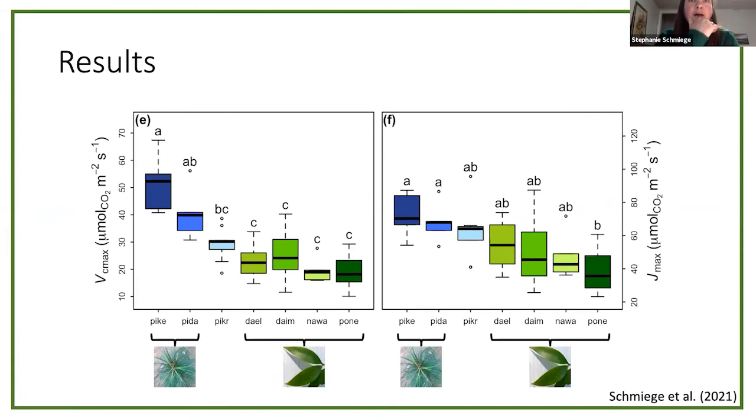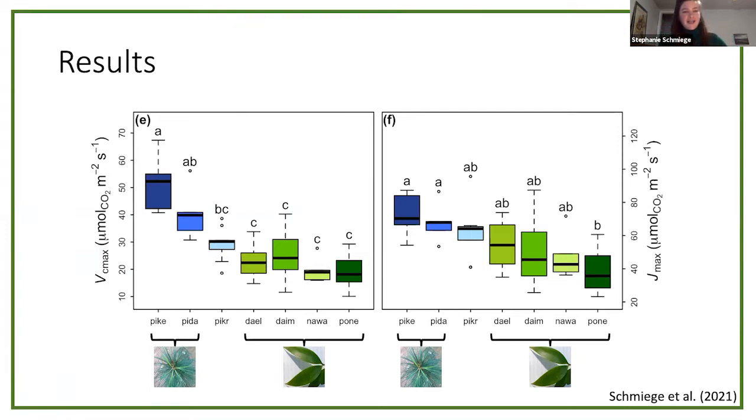We can then think about the component parts of the process, both the maximum rubisco carboxylation and the maximum electron transport. And you'll notice that we see very, very similar patterns. We have higher Vcmax and higher Jmax in our pines than our podocarps, and Pinus krempfii, or flat-leaved pine, is again falling between the two.